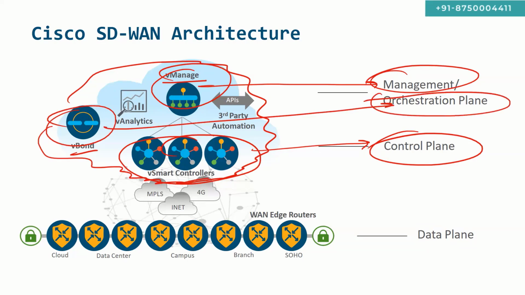Now, what is the meaning of that? We need to understand that. We need to cover all these components individually. Like, what are the roles and responsibilities of vManage? What are the roles and responsibilities of the control plane? What are the roles and responsibilities of the vBond? And finally, we have to talk about the managed routers.